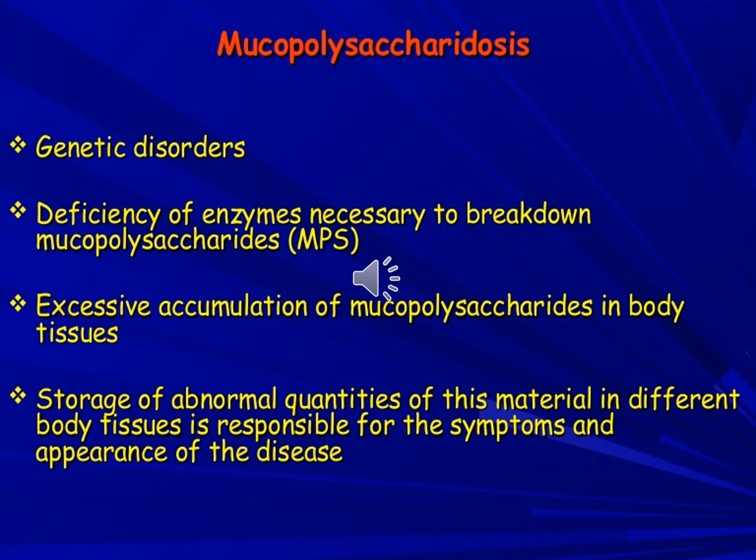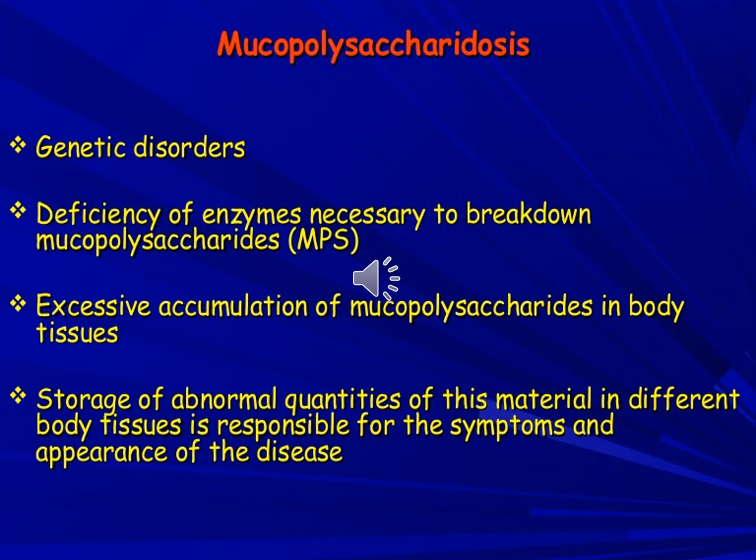So, mucopolysaccharidosis. Mucopolysaccharidosis is a genetic disorder in which there is deficiency of enzymes that are necessary for the breakdown of mucopolysaccharides. If the mucopolysaccharides are not broken down by the lysosomal enzymes, this is going to result in excessive accumulation of these mucopolysaccharides in the body tissues, and this is going to result in harmful effects.